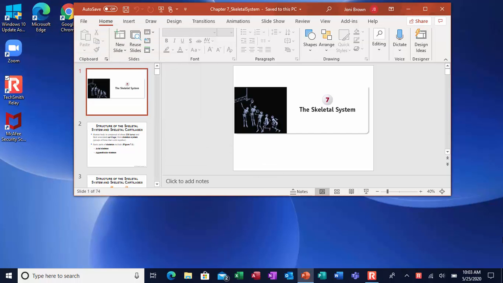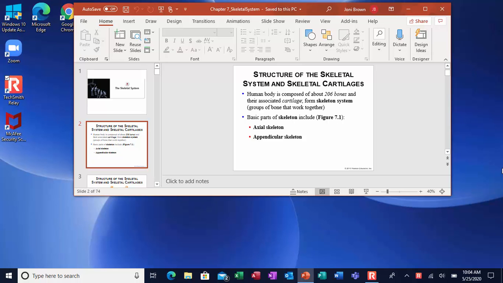I'm going to begin our discussion of the skeletal system with Chapter 7, and then we'll go back and pick up Chapter 6 and go on with Chapter 8 after that. But first of all, we're going to look at the structure, and you will be learning with lab all 206 bones. And in this unit, we're going to discuss all the bones and any cartilage that is associated with the bones.